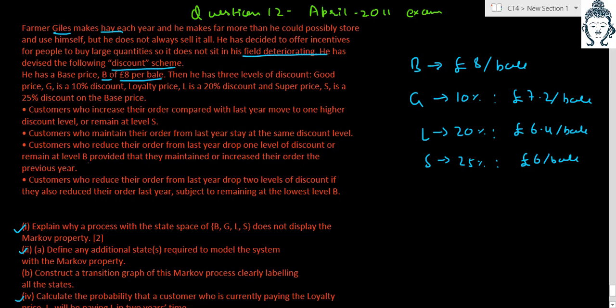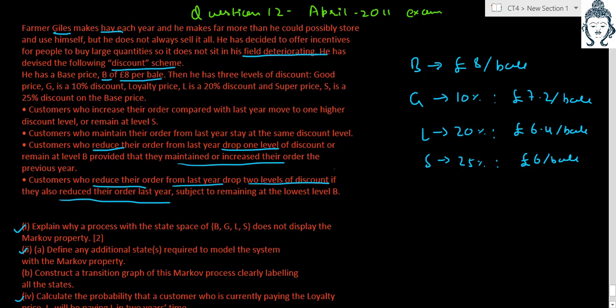So they'll move down one level of discount if they reduce their order, provided that they had maintained or increased in the last year. If they maintained or increased last year and then reduce it this year, they'll drop down only one level. And customers who reduce their order from the last year's drop down two discount levels if they had also reduced their order last year.